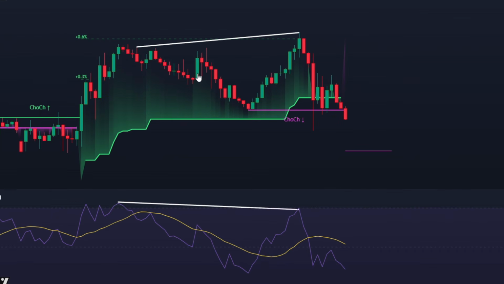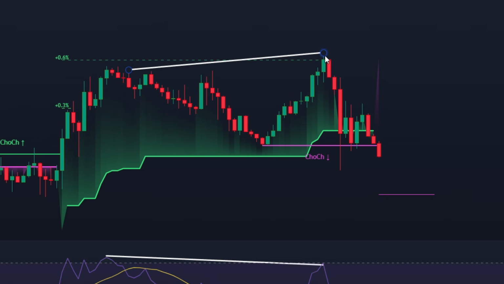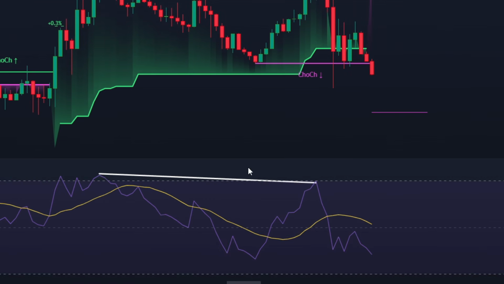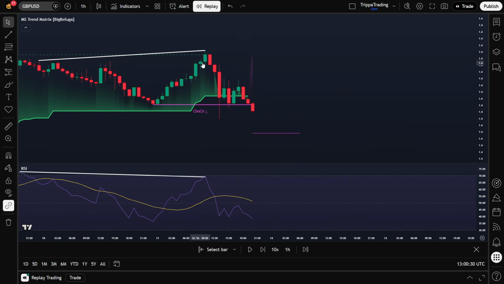Imagine price is in an uptrend. Then price retests a similar high or pushes a bit higher. But when you check RSI, RSI makes a lower high instead. That is bearish divergence. It tells you upside momentum is weakening and bearish pressure may be building underneath the surface. But divergence by itself does not mean you should sell right away.